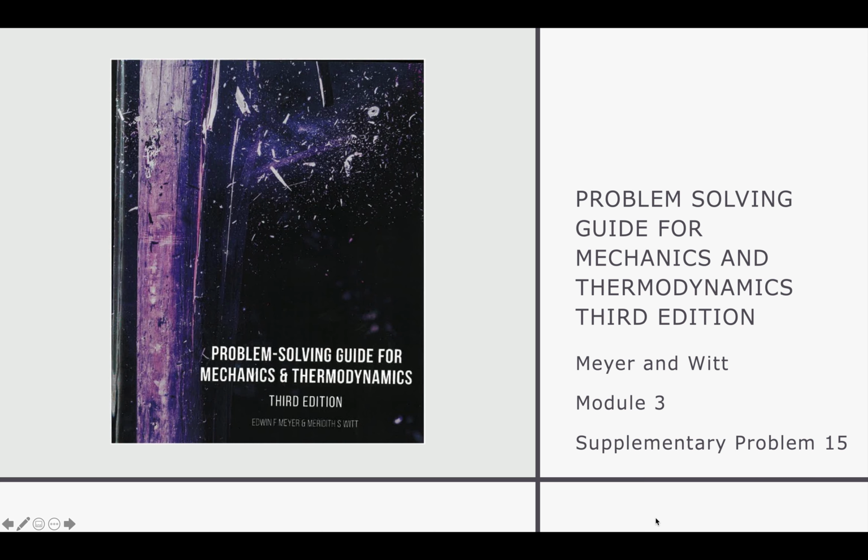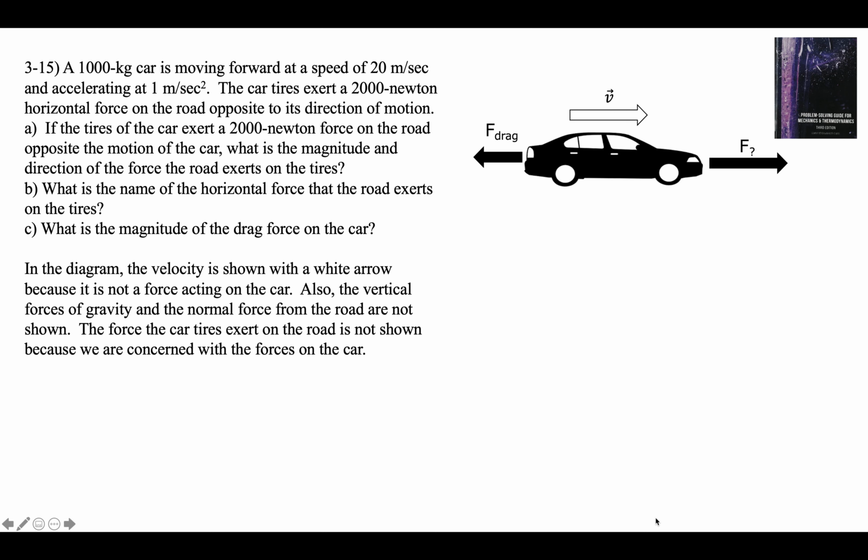A walkthrough of Supplementary Problem 15 of Module 3 in the book Problem Solving Guide for Mechanics and Thermodynamics. We have a 1,000 Newton car moving forward at a speed of 20 meters per second. It's accelerating at 1 meter per second every second. Let's put the acceleration on the diagram. That's also forward. These are not forces, just indicating the direction of the acceleration and the direction of the velocity.